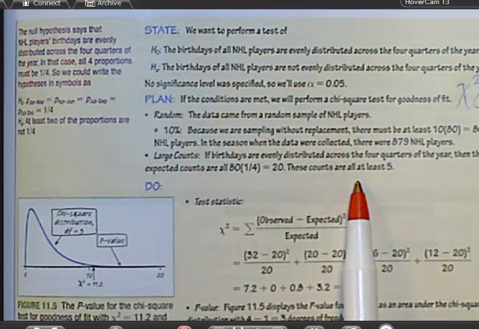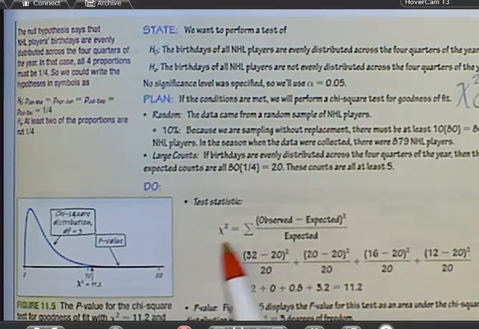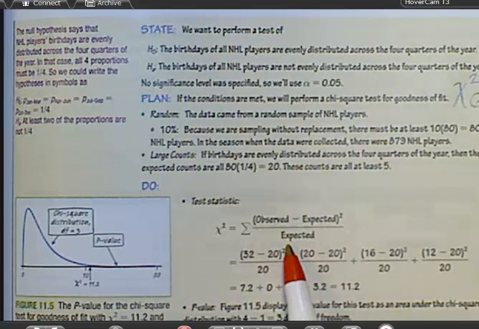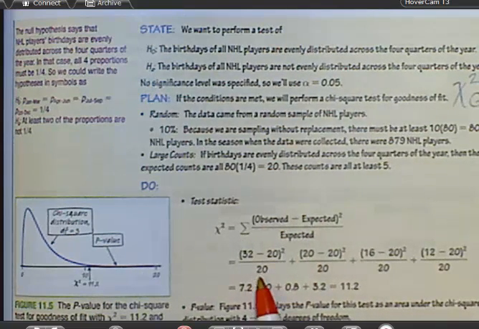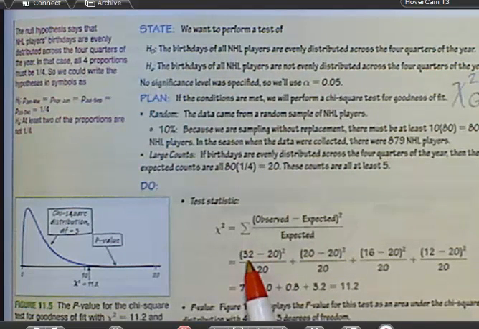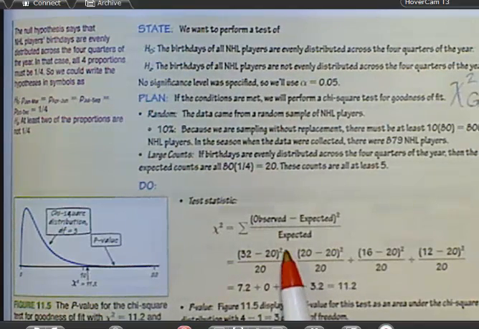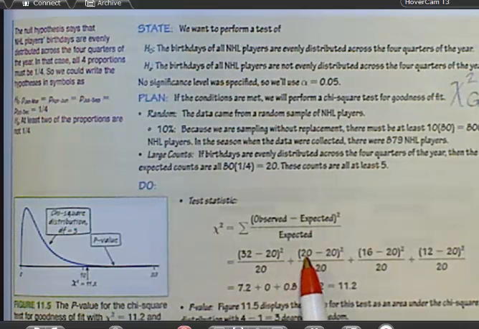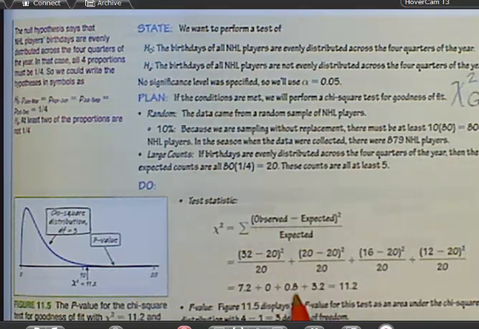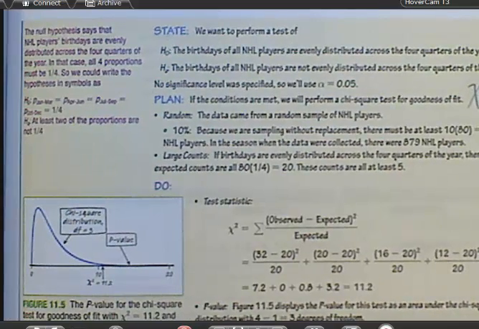So next we calculate our test statistic. You should at least show this formula, the sum of observed minus expected squared over expected. It's also safe to write down a couple. Our expected was 20, so our first amount in January to March was 32 minus 20 squared over 20. The next one in April to June was 20 minus 20 squared over 20, and so forth. So if you want to just show a couple of these, the good thing about that is if you then use your calculator and your test statistic is off, you'll still get partial credit for showing your calculations.